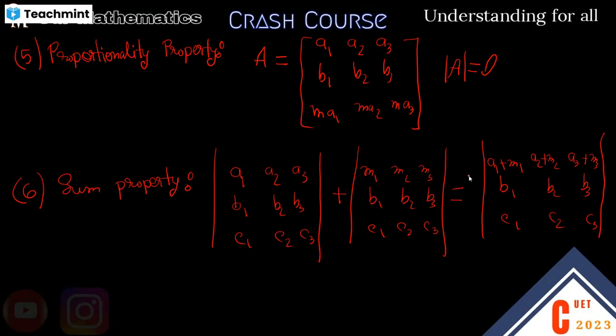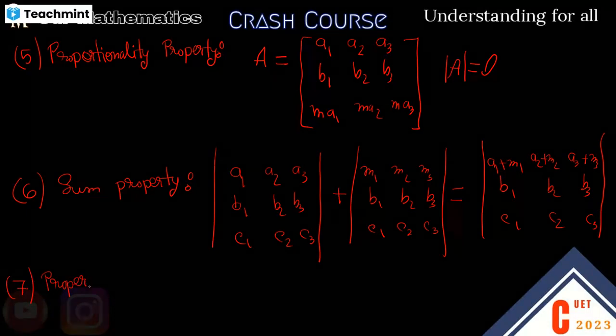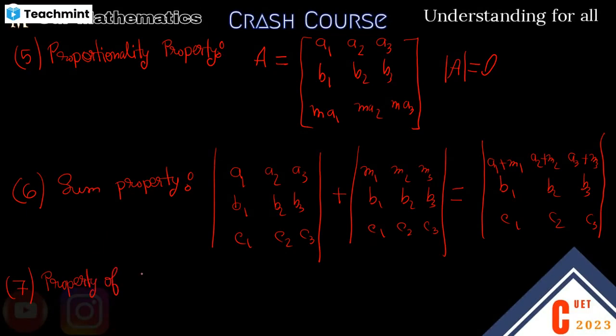Sum property, okay, and then next comes another property, the seventh property, called property of invariance. Remembering the names of the properties is not required; we just need to know how to use them. The names are not required. Property of invariance.